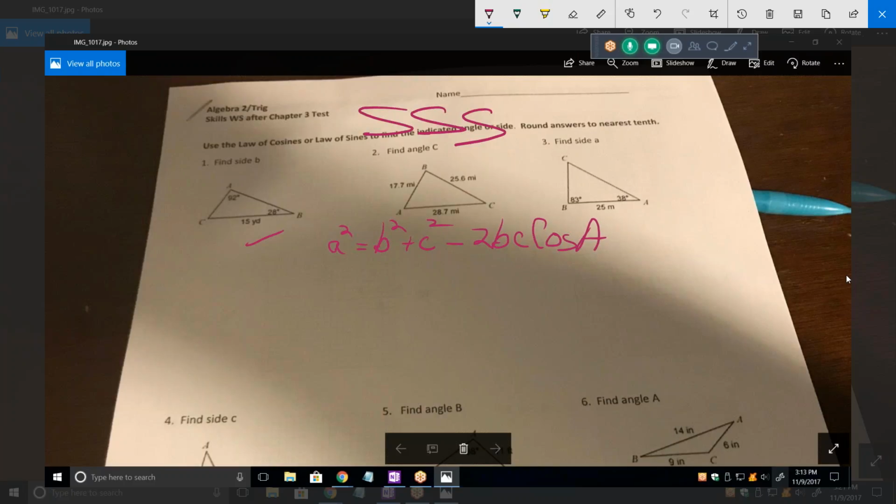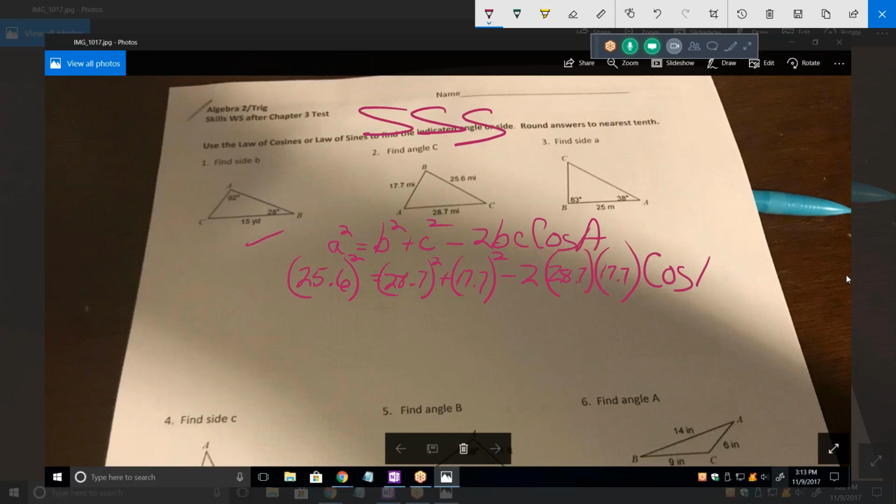And here, I just want you to fill it in. I don't want you to do any math yet. What's A squared going to be? 25.6 squared. There you go. That's what I want you to tell me. Equals 28.7 squared plus 17.7 squared, and then minus 2 times 28.7 times 17.7 cosine A.